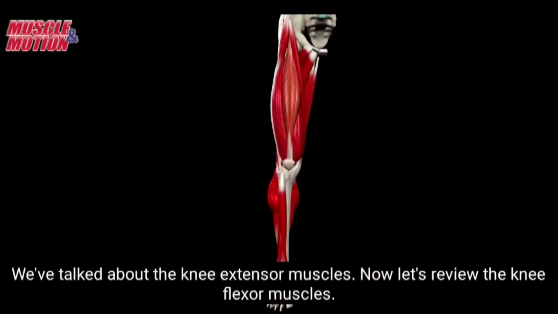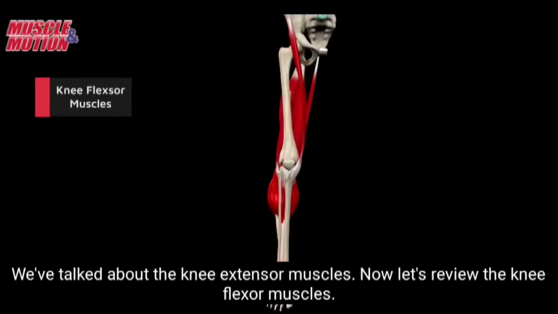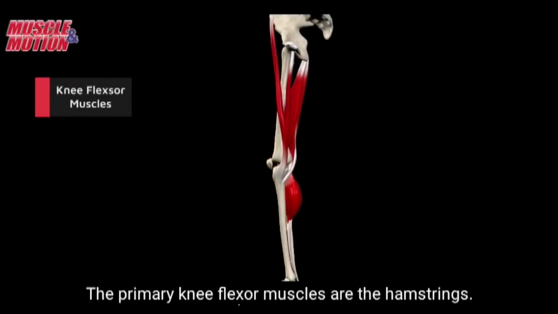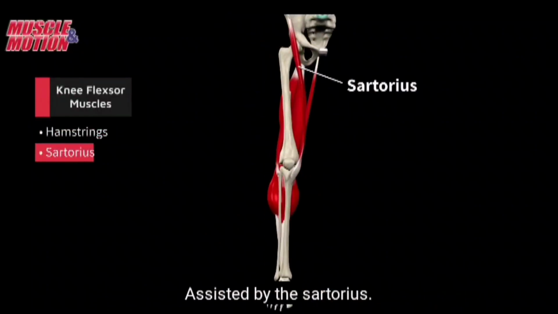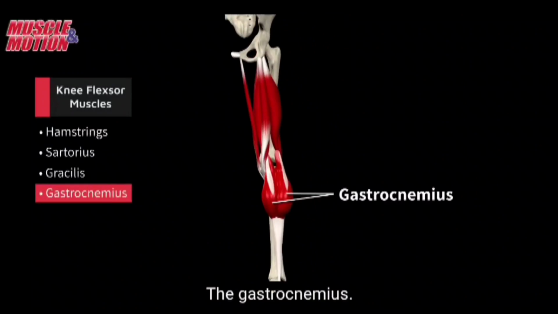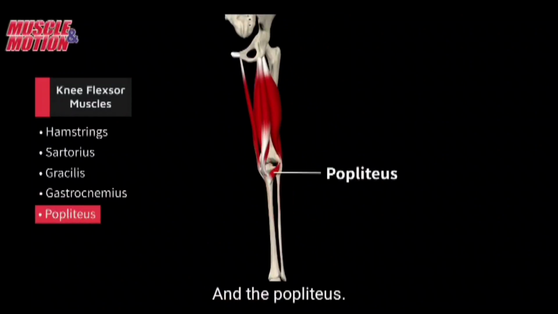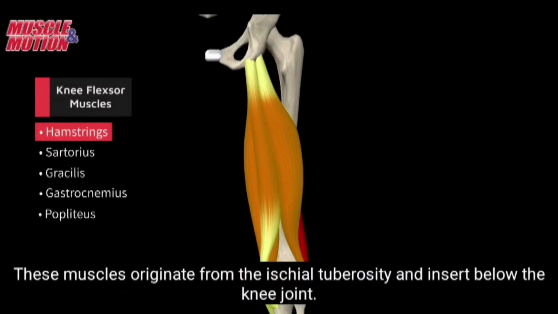We've talked about the knee extensor muscles. Now let's review the knee flexor muscles. The primary knee flexor muscles are the hamstrings, assisted by the sartorius, the gracilis, the gastrocnemius, and the popliteus. The hamstrings muscle consists of 3 long, separate muscles. These muscles originate from the ischial tuberosity and insert below the knee joint.